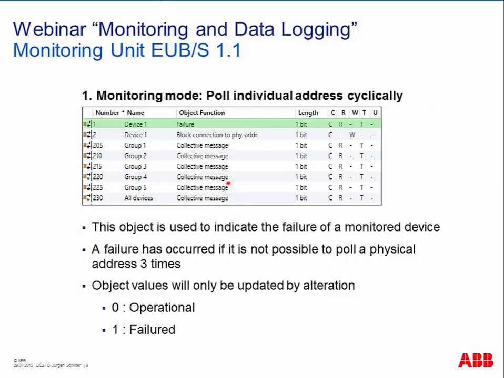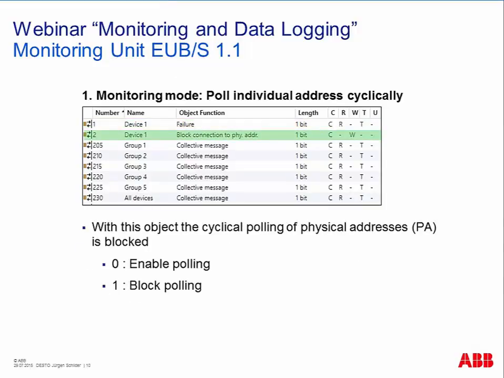Looking at these group objects, we have for this device number 1, for example, a group object called failure. In case of a failed communication to this device via physical address, a telegram will be sent with value 1, indicating this device has a problem. As already mentioned, we can block this monitoring for a certain time. It's a separate communication object here, and with value 1 sent to this group object, the polling of this device will be blocked.